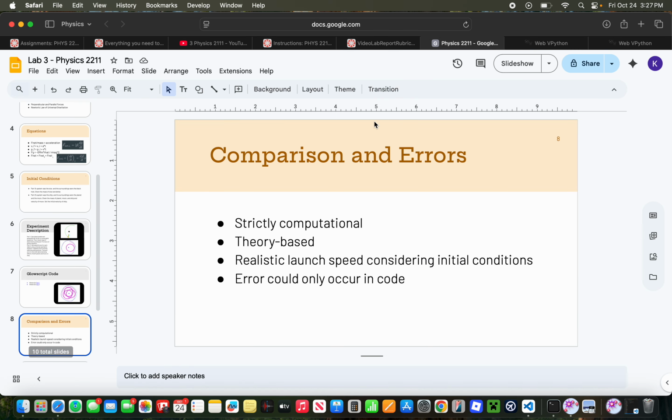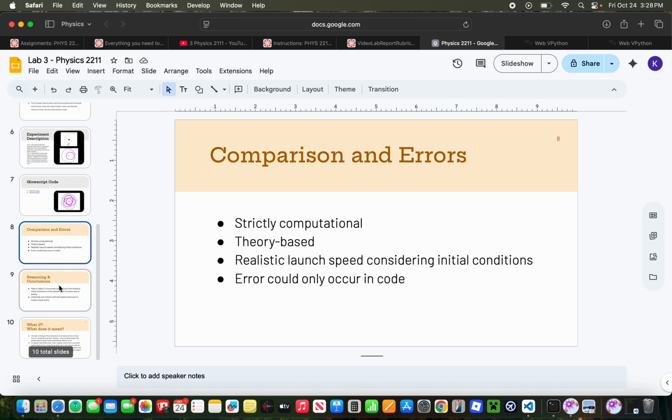And then we go on to our comparison errors. This is strictly computational, so it's all theory based, and the only possible error that we could see would be in the code. We're just looking at how to find different values based on given initial values. But this is actually a realistic launch speed considering the initial conditions and if we were in space.